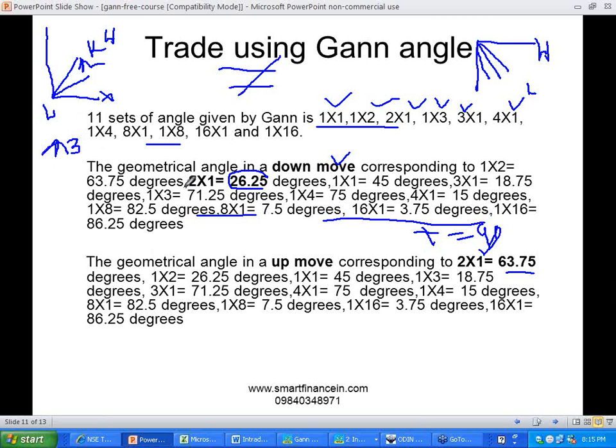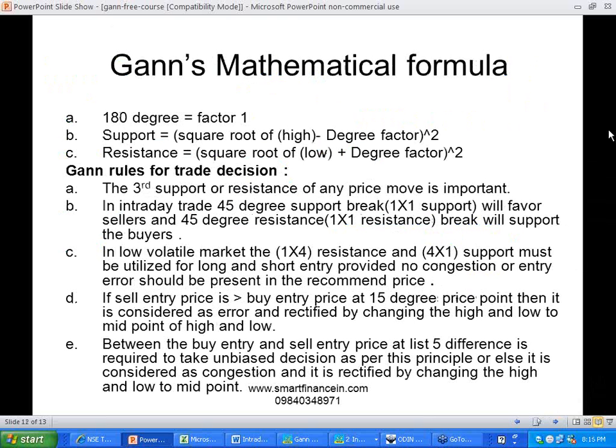Third resistance crossover we will buy, third support breakout we will sell. So support means from the top we will be falling, resistance means from the bottom we will be climbing. So this is the definition of support and resistance. And this alone is not sufficient.